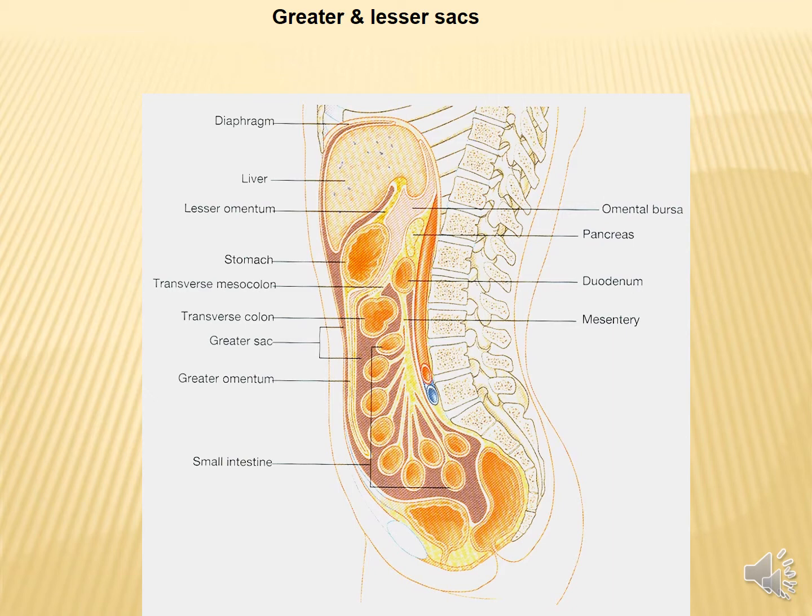So surgically we know how the peritoneal cavity is divided into abdominal and pelvic cavity, and then the peritoneal cavity is further divided into greater sac and lesser sac. Here we can see this, and most of the peritoneal cavity is actually greater sac only.